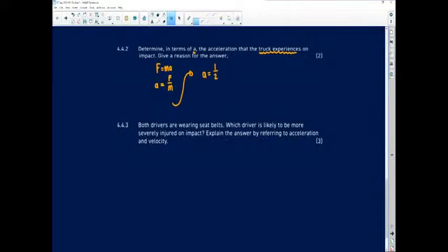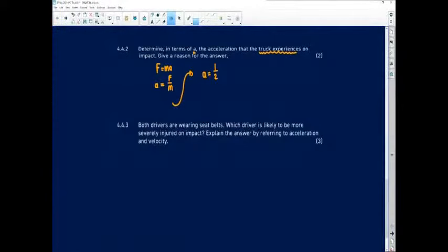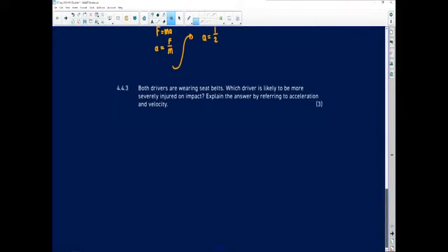How do I know this? Remember what they said. The car has a mass of m, where the truck has the mass of 2m. So the acceleration experienced by the truck will be half of that experienced by the car, because the truck has a greater mass than that of the car. So that one was also pretty easy. This was for 2 marks.